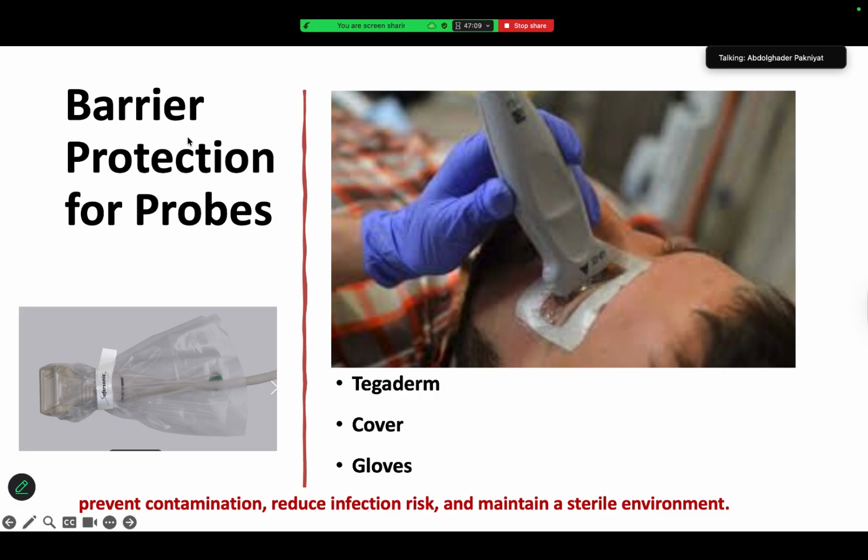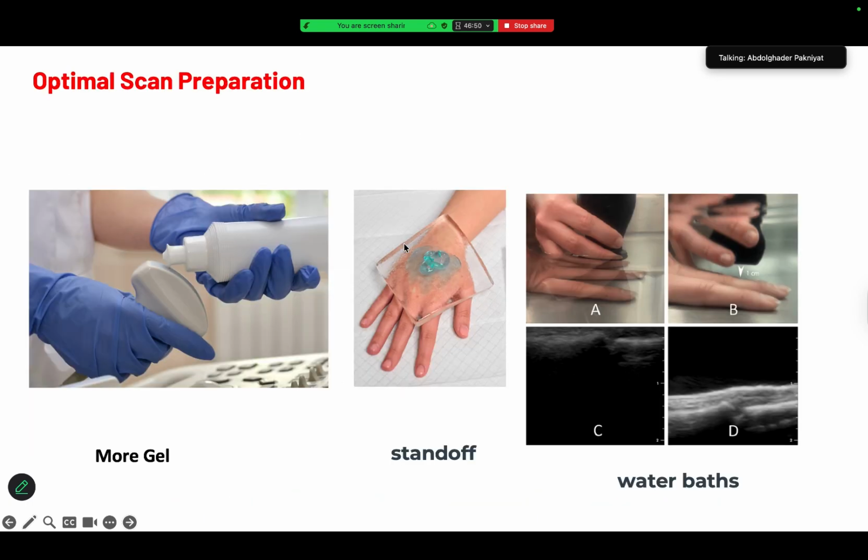If you are doing point of care ultrasound for cases with a wound or post-surgery, or over some sensitive structure like the eyes, it is better to use barrier protection for the probes like Tegaderm, a cover, or gloves, just to prevent contamination, reduce the risk of infection, and maintain a sterile environment.